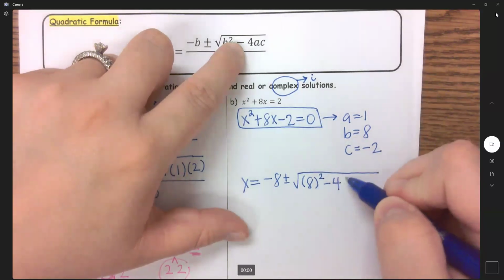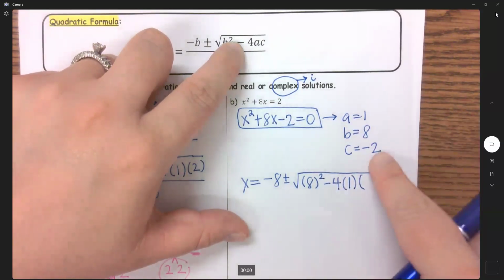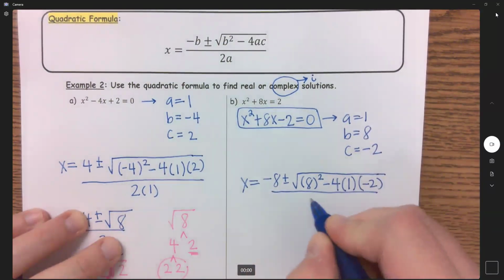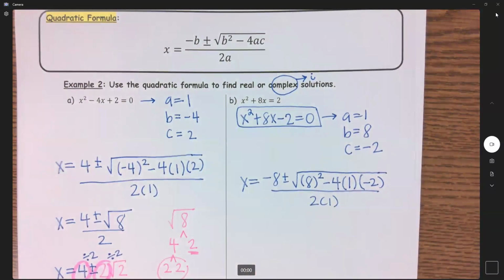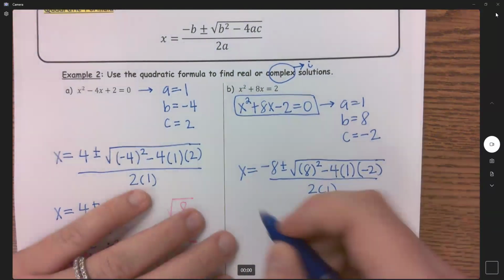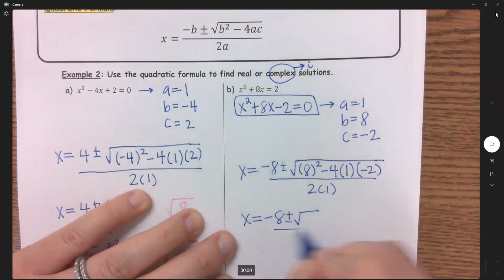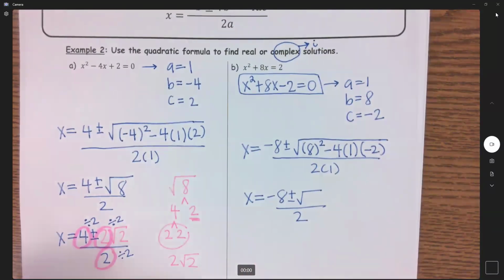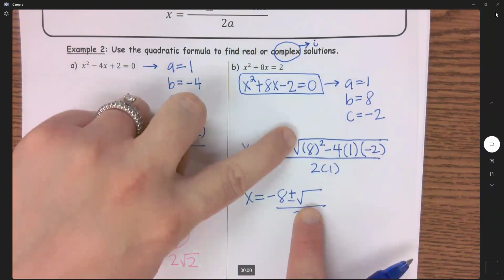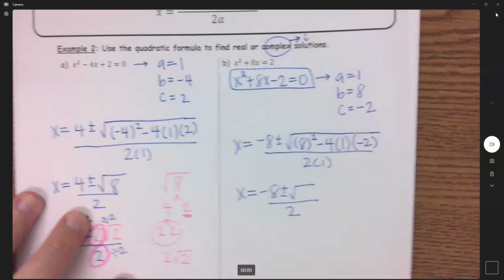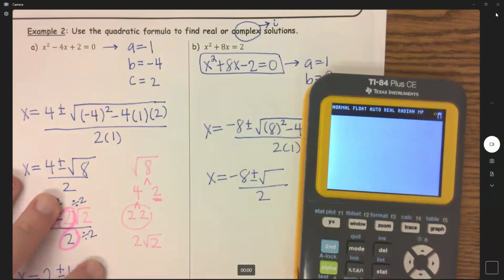Minus 4 times a, which is 1, times c, which is negative 2, all over 2a, which is 2 times 1. So clean this up. I have negative 8 plus or minus. We'll figure out what goes under that square root, and 2 times 1 is 2. So let's put this in our calculator. And we get 72.